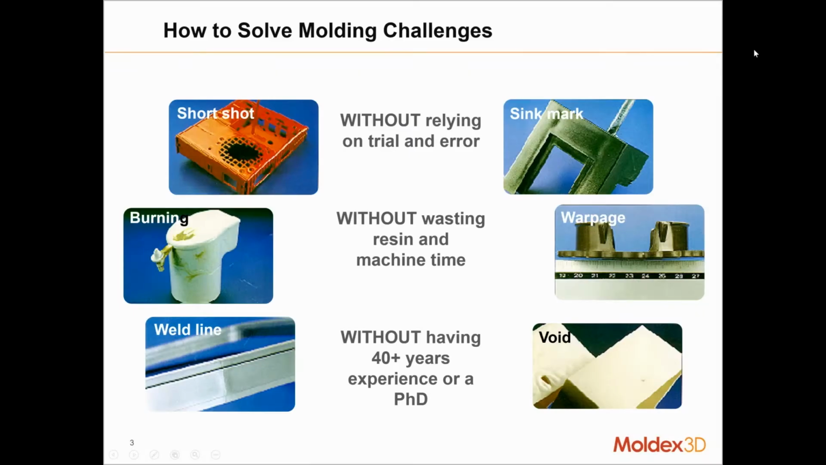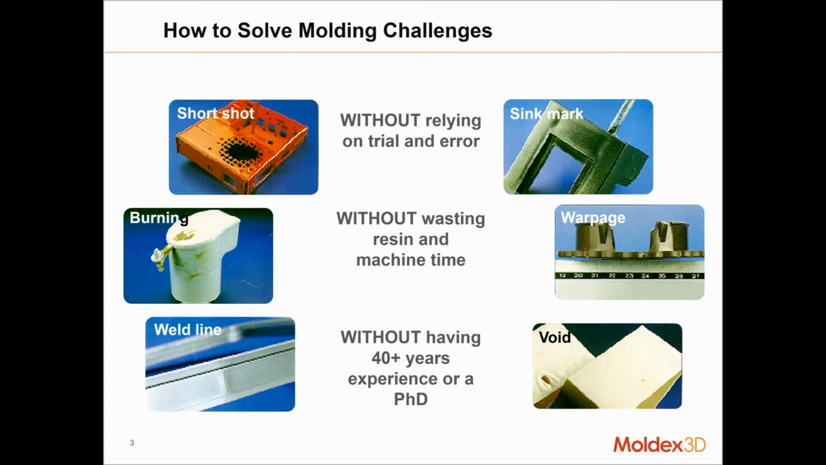So to start, how to solve molding challenges. Here are some examples of common molding issues that everyone, I'm sure, has seen before: short shots, sink marks, burning, warpage, weld lines, and voids. And this is just a few of the common ones.